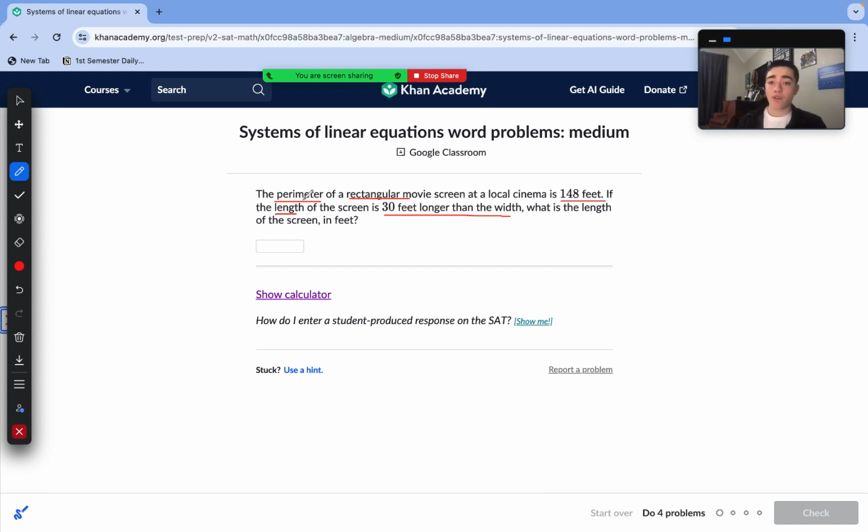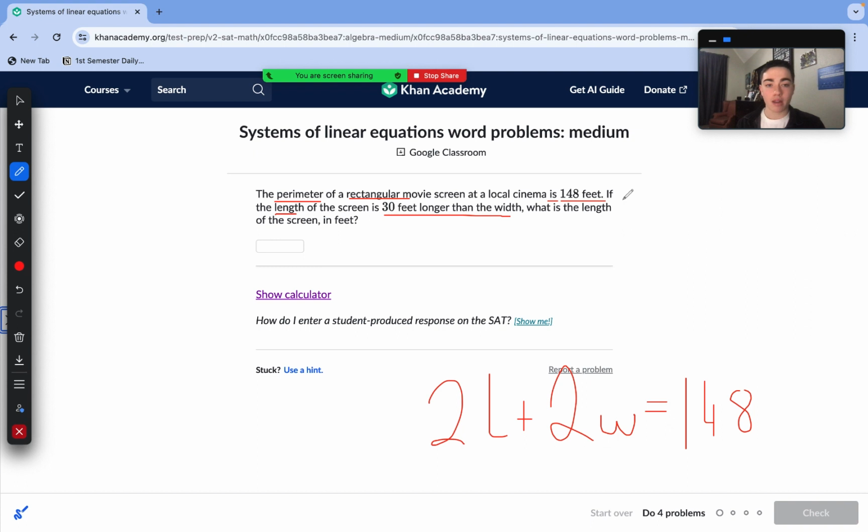Taking from our first sentence here, the perimeter of a rectangular movie screen. So we need to know here some background information. The perimeter of a rectangle is 2L plus 2W. Or of course we know perimeter is just adding up all the sides, and in a rectangle there are two lengths and two widths. So perimeter of a rectangle is 2L plus 2W, and of course it says is 148 feet. That means our first equation is exactly this. 2L plus 2W equals 148.